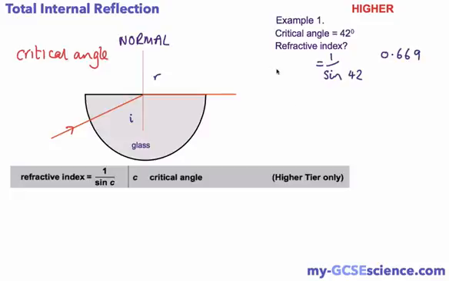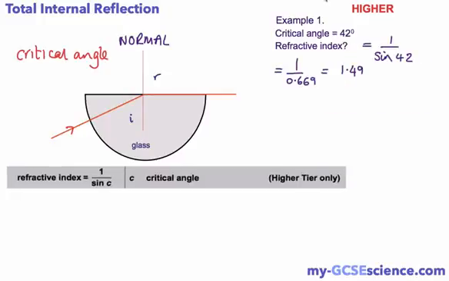0.669, and to work out our refractive index, we just do 1 over 0.669, which I believe is 1.49. So this is the refractive index of the material that we have here, based on the idea that we have a critical angle of 42 degrees. There you go, I've just tidied that up a bit because you need to be able to read it, plus I need to be able to get example number 2 in.